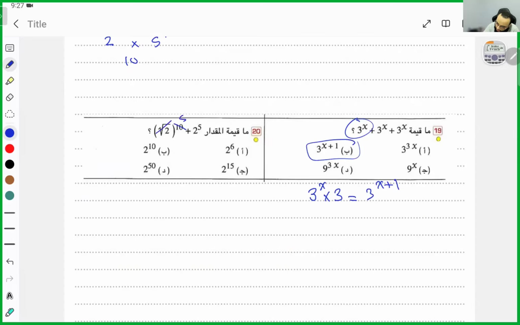Get half of the power, then it's 2 power of 5. Plus 2 power of 5, then it's 2 power of 6. Add 1 for the power.